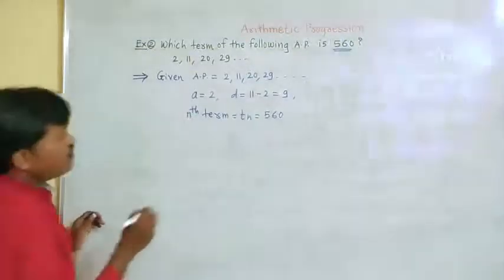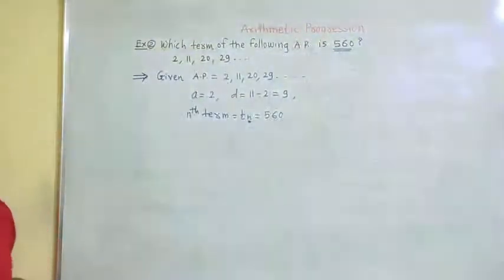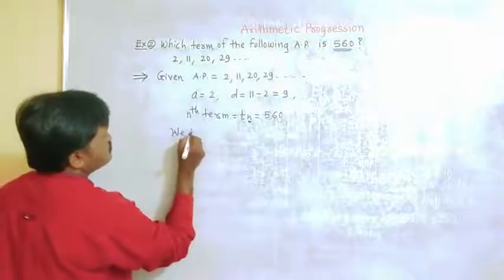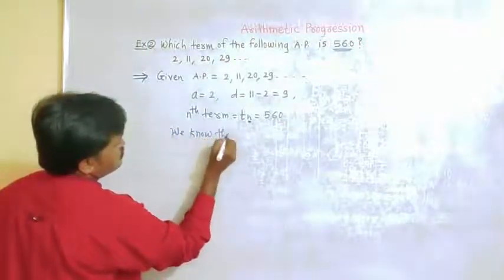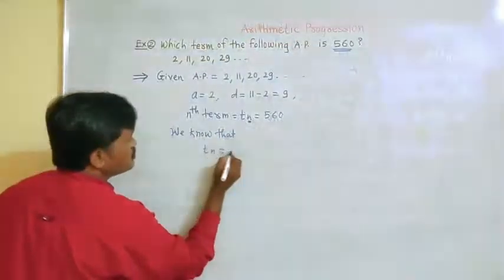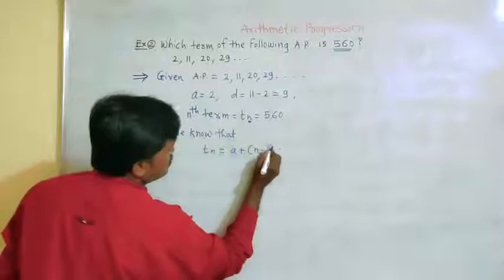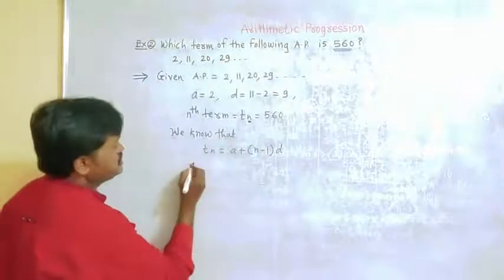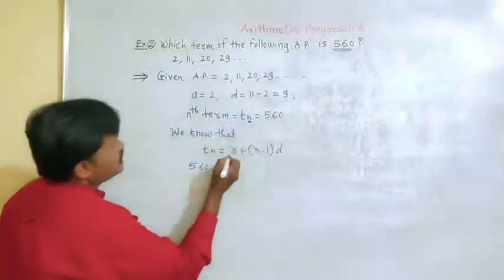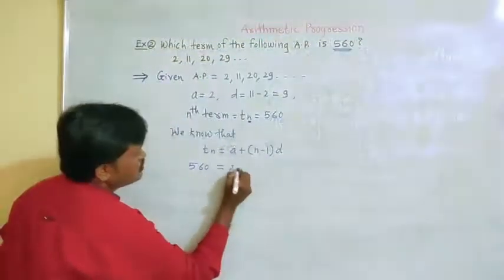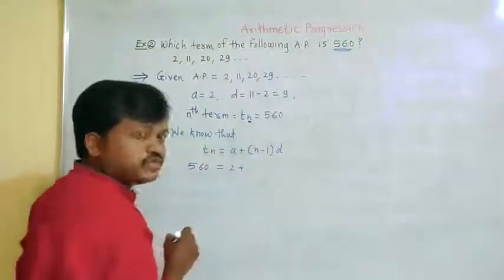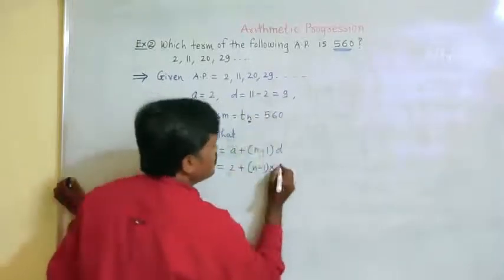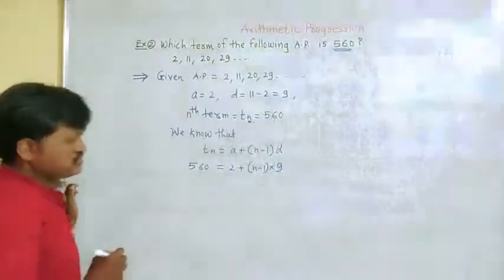So we have to calculate the value of n. So we know this formula: Tn is equal to A plus n minus 1 into D. Now put the values in this formula. Tn is 560. A is 2, plus we don't know the value of n, so write n minus 1 same as it is into D, which is 9.